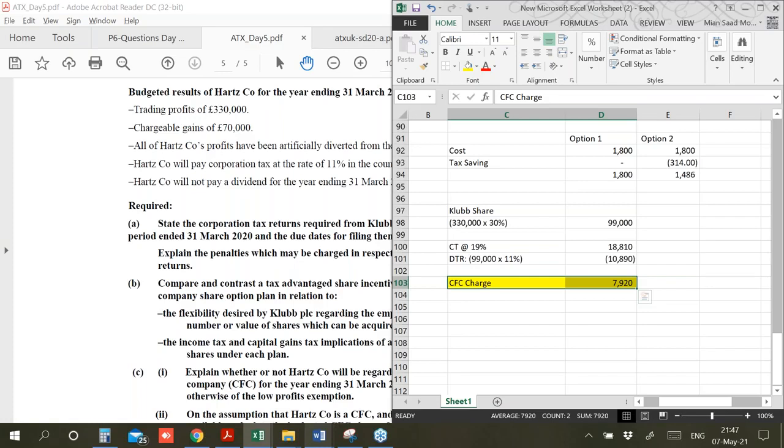Now, raise your hands if you've understood how I have calculated the CFC charge. It's as simple as that. All you have to calculate is the corporation tax in the UK less the DTR.